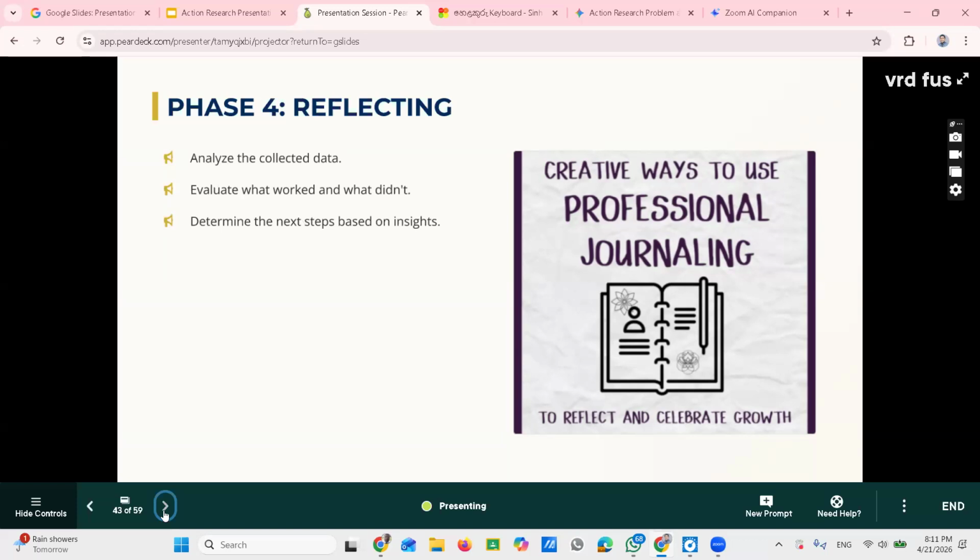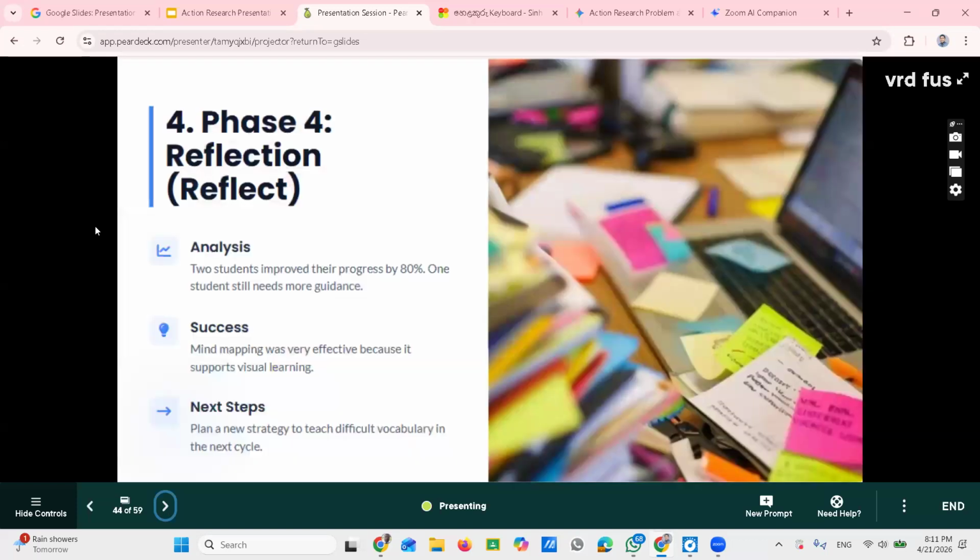Then look at this example, the same example, under reflection. Analysis: two students improved. After data analysis, here is the result. Two students improved their progress by 80%.